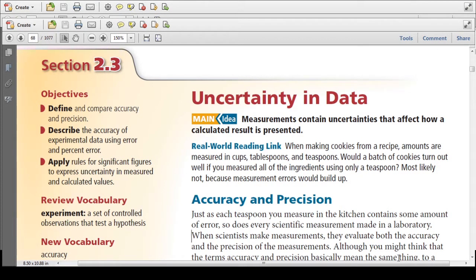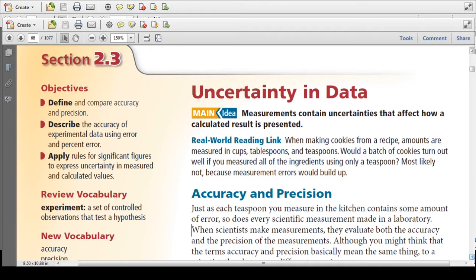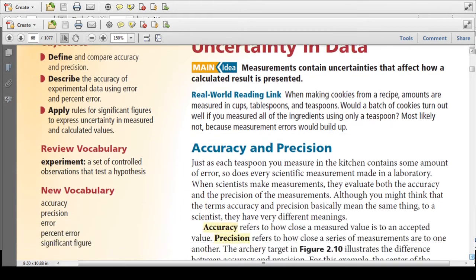This is Chapter 2, Analyzing Data, Section 2.3, Uncertainty in Data. The objectives of this lesson are to define and compare accuracy and precision, describe the accuracy of experimental data using error and percent error, and apply rules for significant figures to express uncertainty in measured and calculated values. Some vocabulary to review is experiment, and some new vocabulary is accuracy, precision, error, percent error, and significant figure.